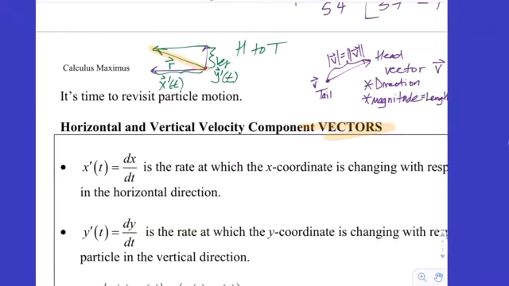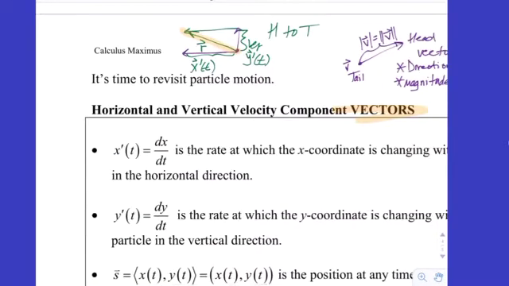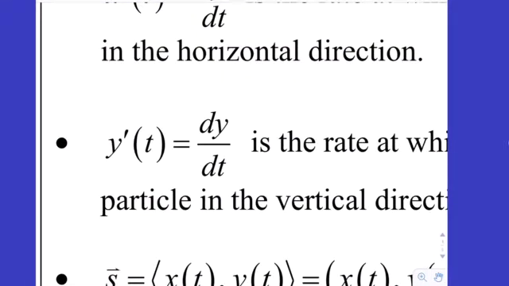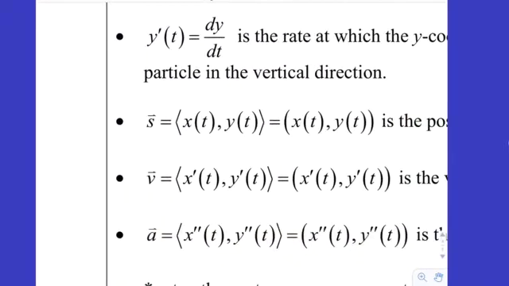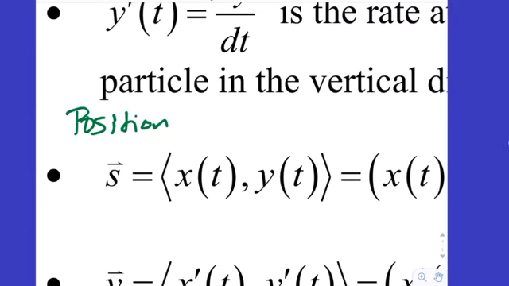All right, so here we go. Horizontal and vertical velocity component vectors. X prime of t, of course, is dx/dt. That's the rate at which it's moving left or right. And y prime of t, or dy/dt, is the rate at which it's moving up or down. So here are the vectors. S is the position vector. And it's basically x of t comma y of t. It's typically written not in parentheses, but rather angled parentheses, which we call chevrons. It's the same thing from military insignias, just turned sideways. So we call those chevrons.